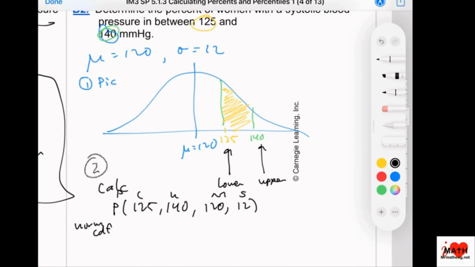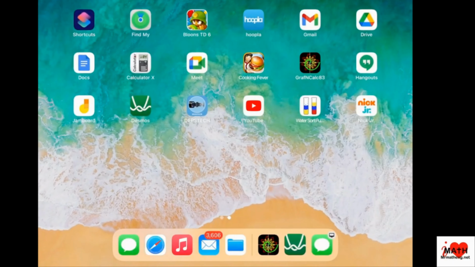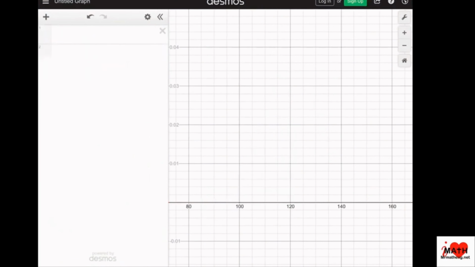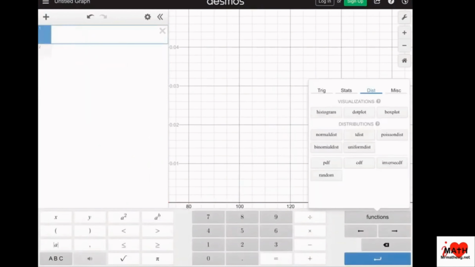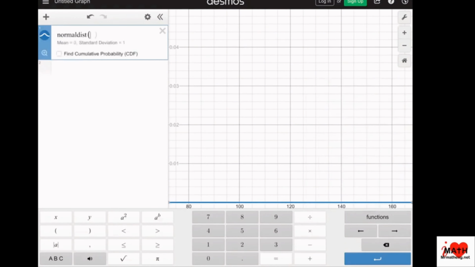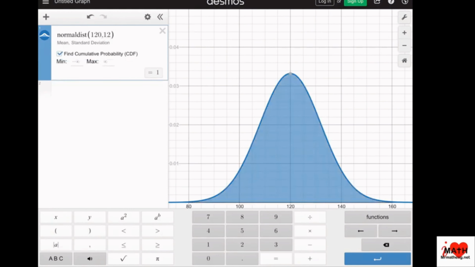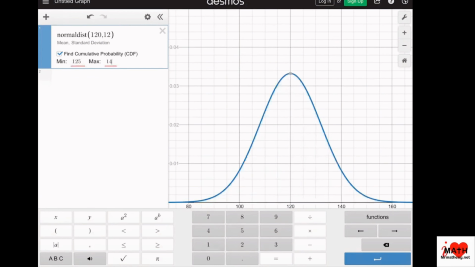Let's do that with the Desmos now. So functions, distribution, normal distribution, 120, 12. There's my curve. Close the parentheses, click on it, then I want my minimum of 125 to 140. And there's a shaded area, and if you click on the magnifying glass, it'll tell you there's an answer in the box, 0.290, round up, 7.